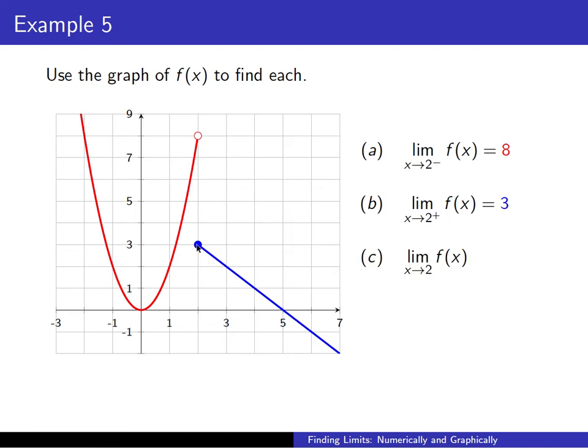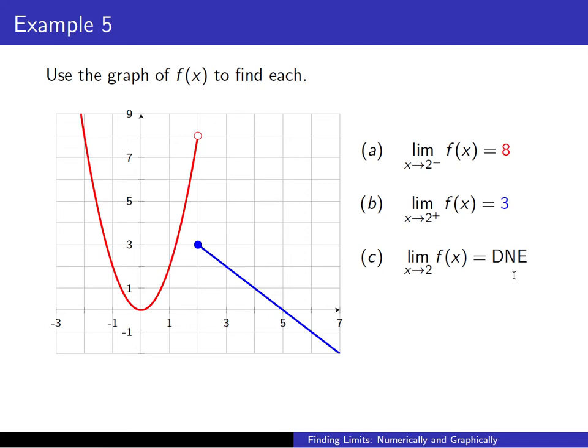Part C, the limit as x approaches 2. Well, we saw in part A that as we approach 2 from the left, we get a value of 8. And in part B, as we approach 2 from the right, we got 3. So coming in from the left, we got one number. Coming in from the right, we got a different number. That creates a problem because the limit does not exist. Since these two values, as left and right-hand limits, are not the same value, the limit of our function does not exist. That's what DNE stands for in this presentation here.